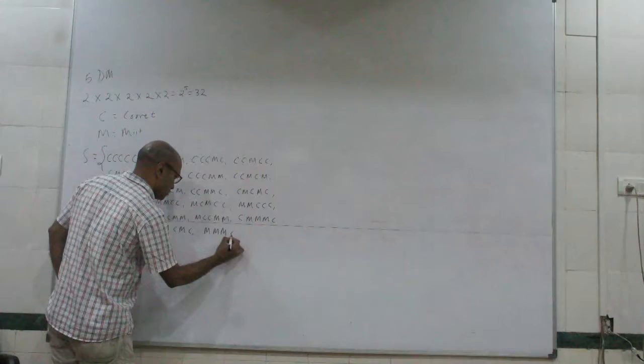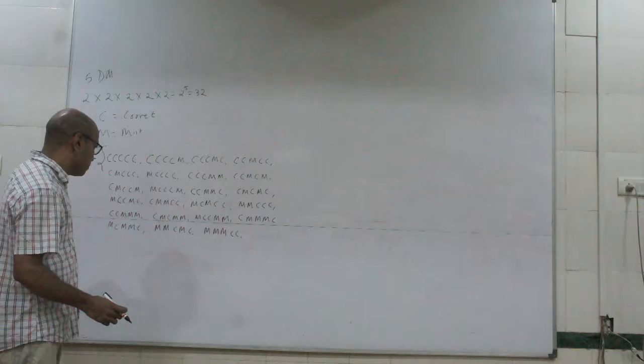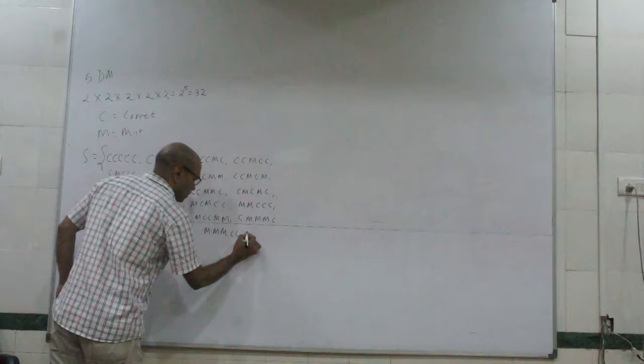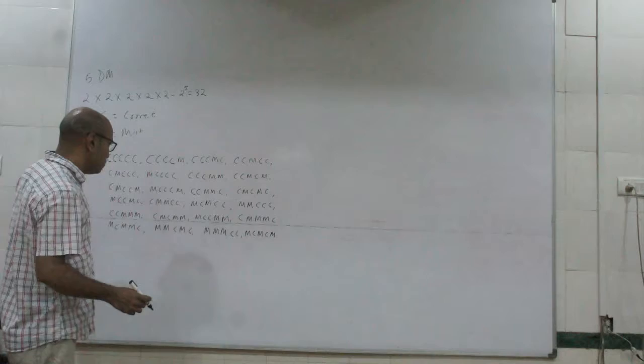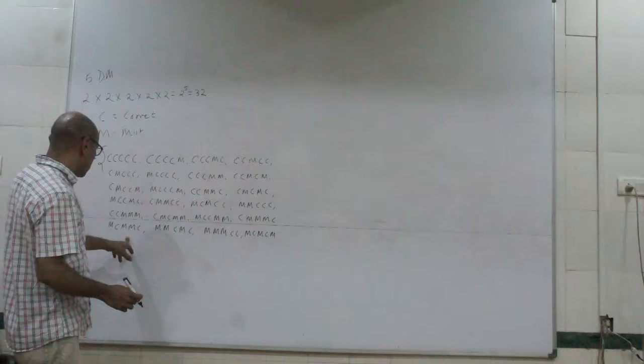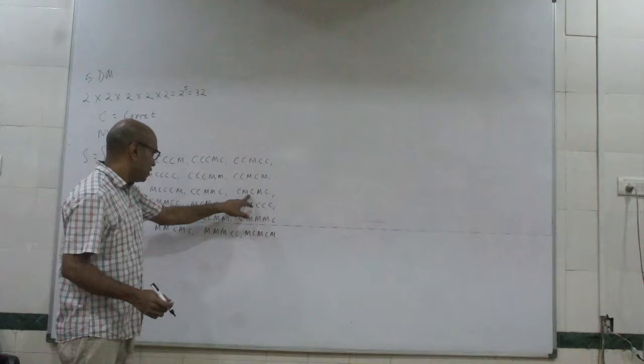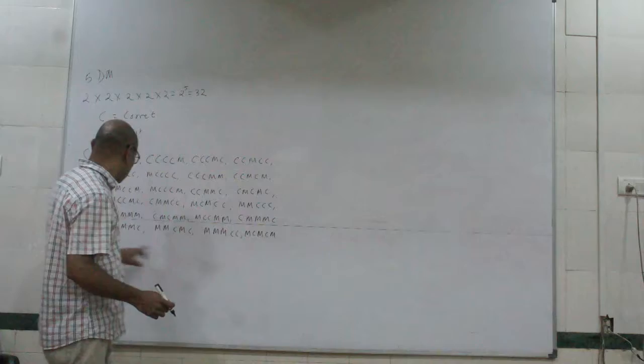Right? Is there any option we left in 3 M's? M, C, M, C, M, we did not do? Yeah. That is M, C, M, C, M. We didn't do this? No. Okay. So did we do M, C, M, M, C? Yes. Yeah. We did. M, C, M, M, C. The last one, the fourth last. M, C, M, M, C, right. So, four mistakes.